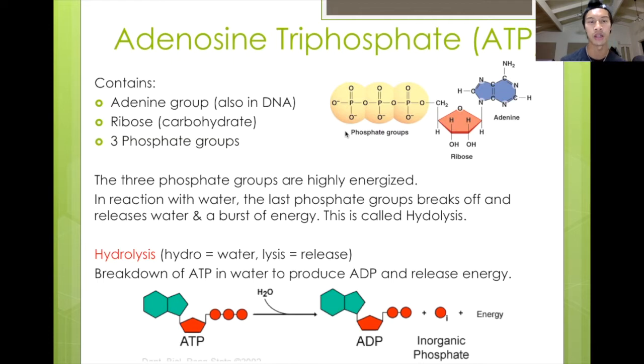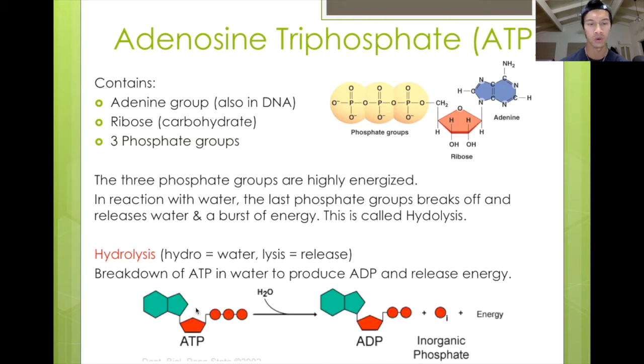Now the thing about ATP is that the 3 phosphate groups are highly energized. What that means is in a reaction with water, that last phosphate group, this one here, breaks off very easily and releases a burst of energy in the process, and we call that hydrolysis. The word hydro means water and lysis means to release. So hydrolysis is the breakdown of ATP in water to produce ADP, adenosine diphosphate, di meaning 2, and the release of energy in the process.